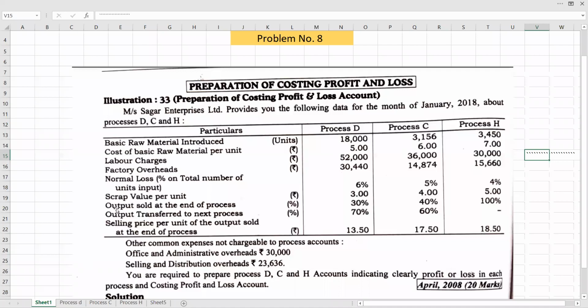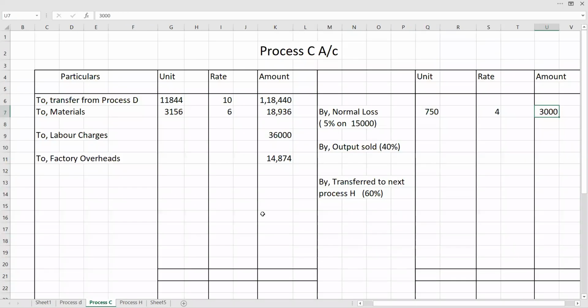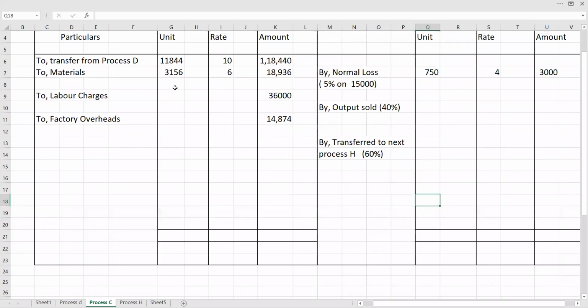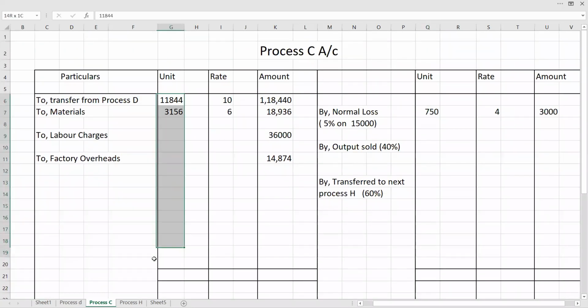So in the problem, output sold at the end of the process is 40%, and output transferred to the next process is 60%. Means the output that we have to calculate is bifurcated with this percentage: 40% should be sold and 60% should be transferred to the next process. So आपल्याला output जे find out करून घ्यायचे.